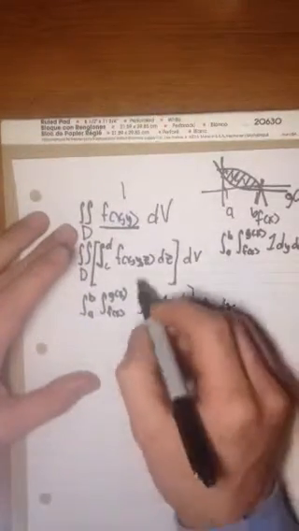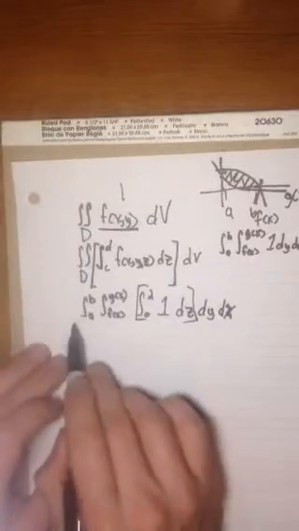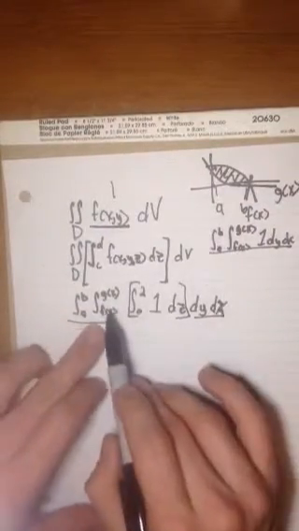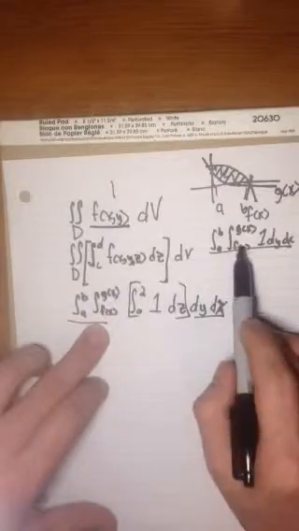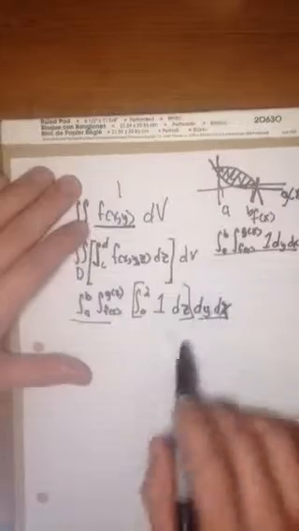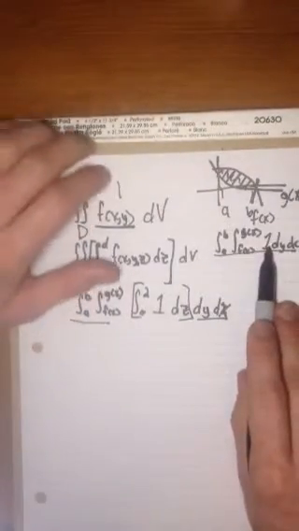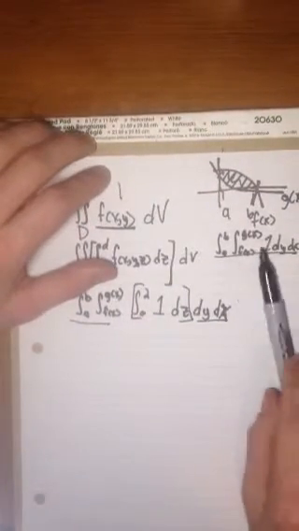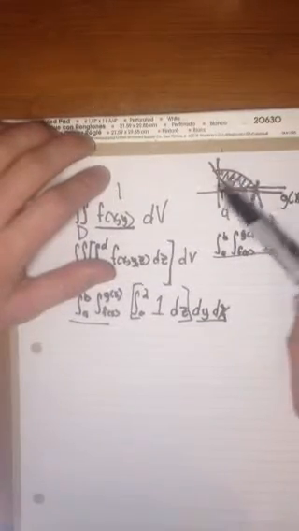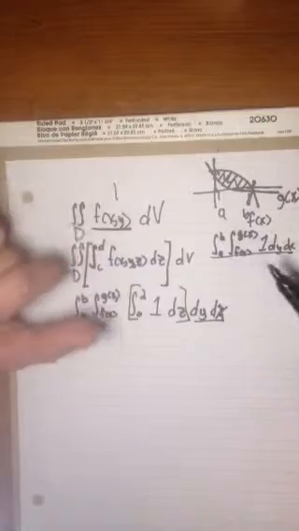Okay, so this section here, all of this is the same as this right here. Exactly the same. Integral from a to b, integral from f of x to g of x, dy dx. And here we just put a 1. This constant 1 in here makes it just 2 space.